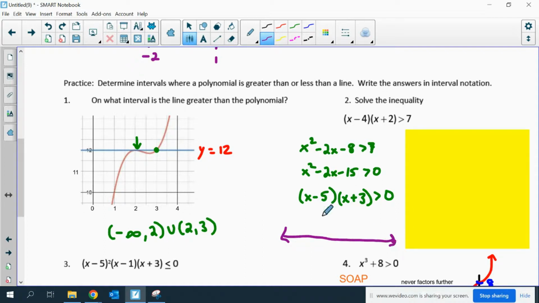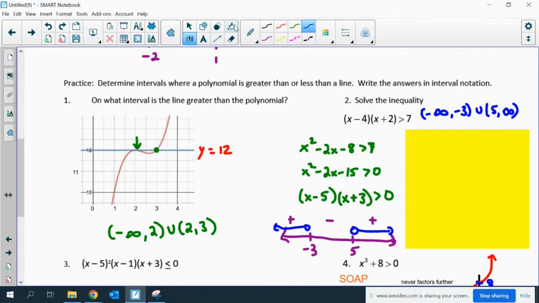That's something pretty easy to do with the number line method. So negative 3 and 5. If I substitute in anything smaller than negative 3, negative times a negative is a positive. If I substitute in anything between negative 3 and 5, like 0, I get negative times positive. And anything big, I get positive times positive. So I'm looking for where this is a positive number. So my answer would be negative infinity to negative 3, union 5 to infinity.